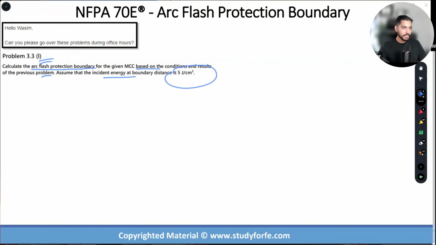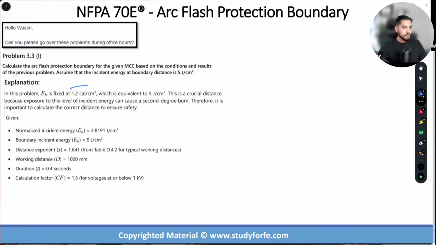1.2. Exactly. Second degree burn distance. And what is a second degree burn? A second degree burn is a type of burn from which the skin can naturally heal and recover. It's still very nasty. It is still very painful, but it is the type of burn from which the skin can recover. So the magic number is 1.2 cals per centimeter square. This is the incident energy level at which the arc flash boundary starts and the PPE requirements kick in. And this is equivalent to 5 joules per centimeter square.